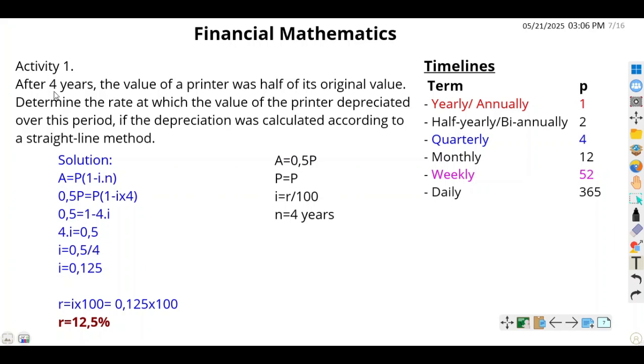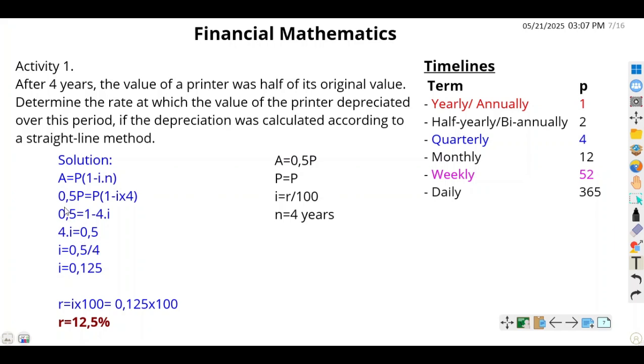because they said after 4 years the value of the printer was half of its original value. So it means if the current value is P, the future value after 4 years is 0.5P, half of P. That is why we have A there. We do not know I, but we know I is R divided by 100, the interest rate divided by 100. That's how we normally substitute. And N is the number of terms. In this case, because this is yearly, N is the number of years. So we substitute here.